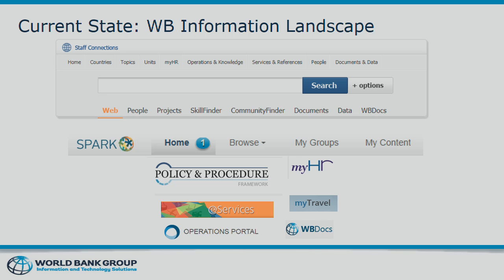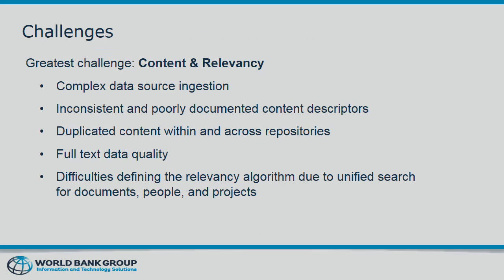So to address this problem, we decided to put all the content together, unify the search, and not use a single, regular search index, but use more of a data hub approach. So, the challenges. There were two challenges.